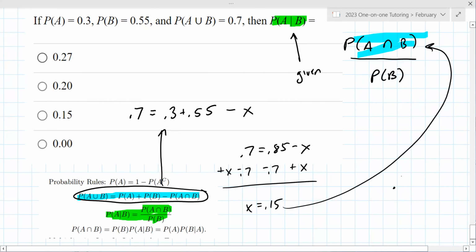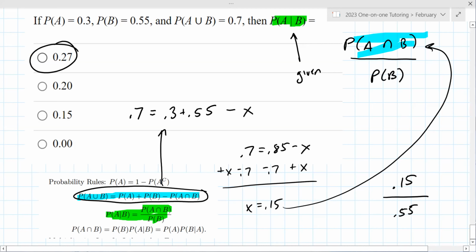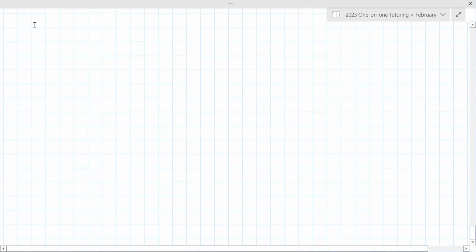Okay, so it's 0.15 over 0.55. And then we just hope, we pray that it actually is on the list there. I believe it's the first one there. Looks like it's letter A. Okay, that made sense. Good. There's a few other ones here we didn't touch that I'm sure they're fair game on the exam, but this is what we've got to deal with.